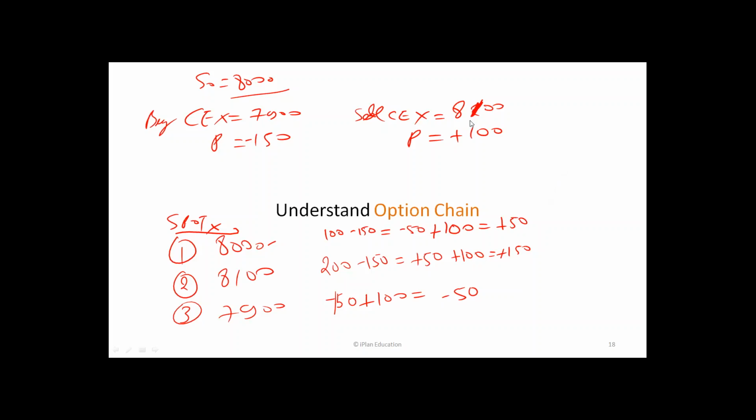See, what happens is when we are selling a call, there is no obligation from the buyer's side. So what happens if the market goes down to 8,000? The buyer will not buy at 8,100 from you. So he will leave the premium with you. So the entire 100 is yours.